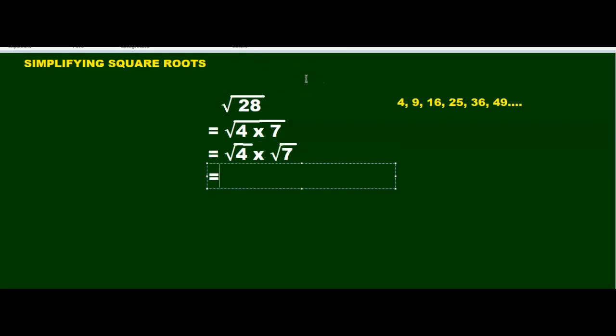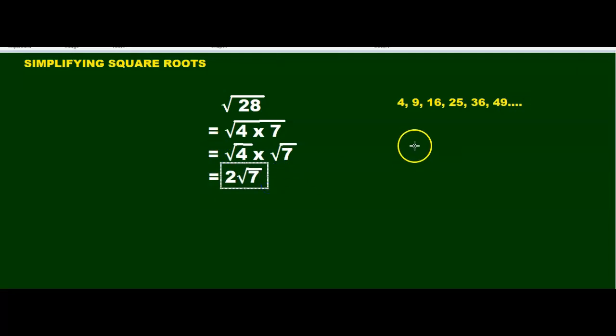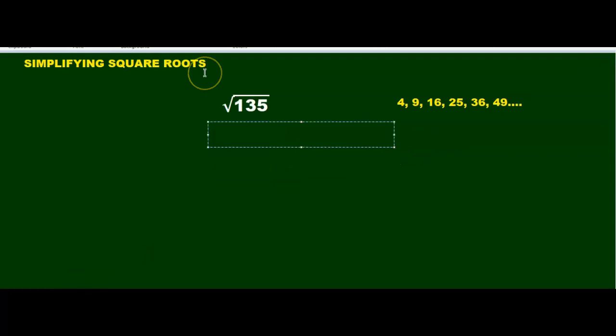Now 4 is a perfect square, so it's 2 times 2, 2 squared, square root of 2 squared is 2, and you're left with the square root of 7. And that's how we solve that in simplest radical form. Let's look at this problem, square root of 135.